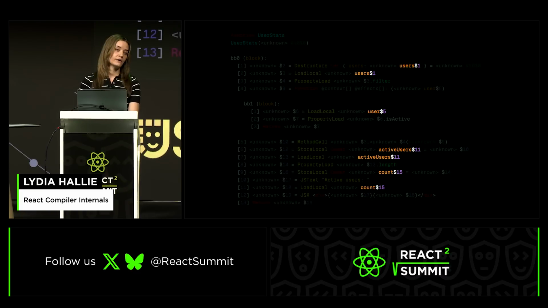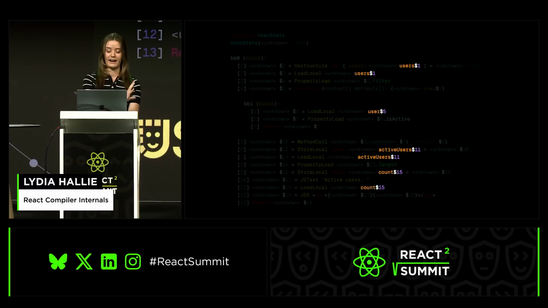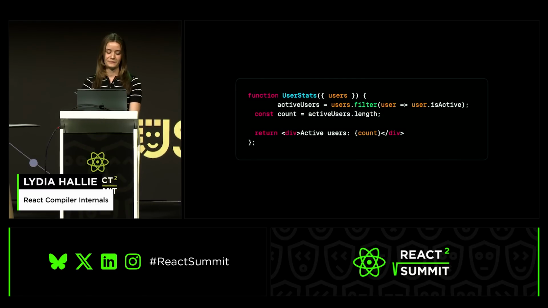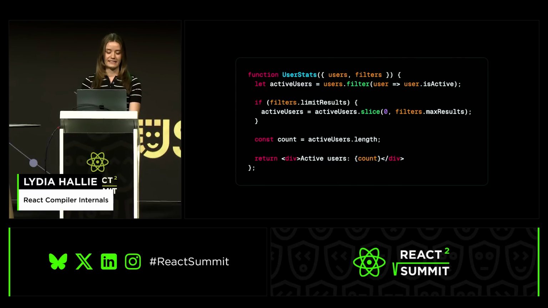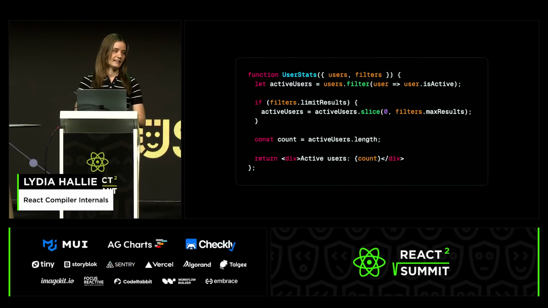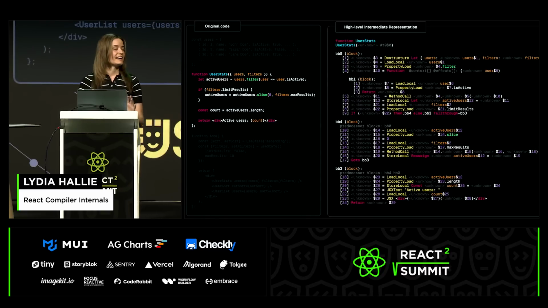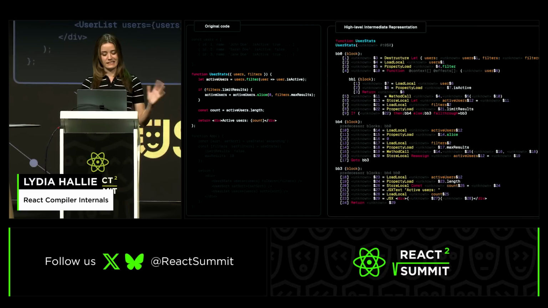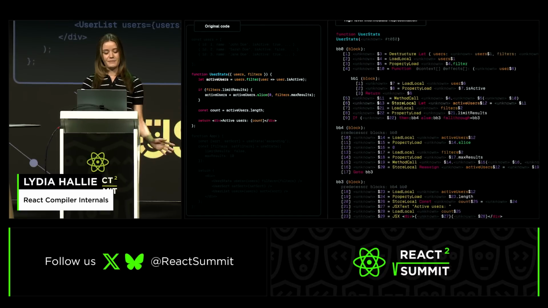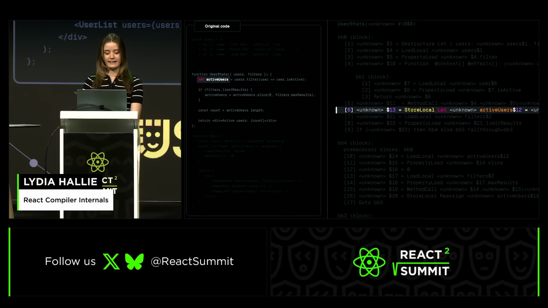And this works well in the simple example that I just used, but now if we take a look at a more complex example, let's say that we now are also passing a filters prop that has a limit results property on it, and we then conditionally reassign active users based on whether the user wants to limit the results. Now the HIR looks something like this, which is a little bit more intimidating, but all that matters here is that we're storing the active users variable here.